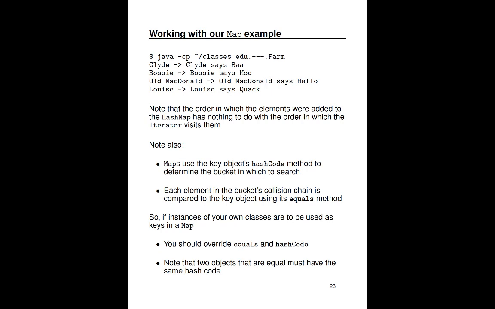So this means if you're going to use a class that you write as a key into a map, you'll need to override equals and hashCode such that their semantics are appropriate to a map. Meaning that if you have two instances of your class that are logically equal, the equals method will return true for them, and those two objects will have the same hash code.